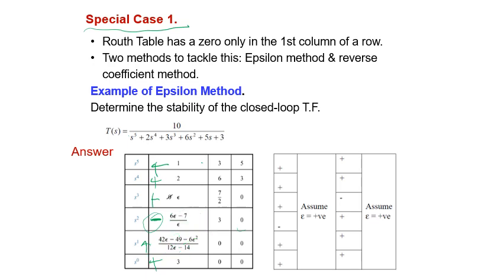So again, if I want to interpret this one, we have one change in sign from positive to negative, then from negative to positive. That means there are two changes in sign. That means there are two poles on the right hand side, which is an indication that the system is not stable.